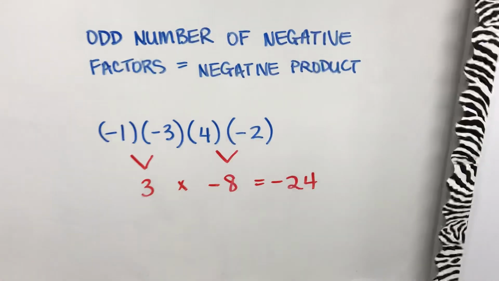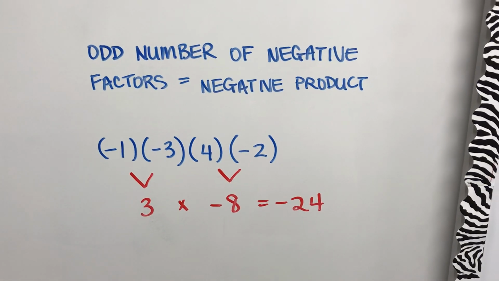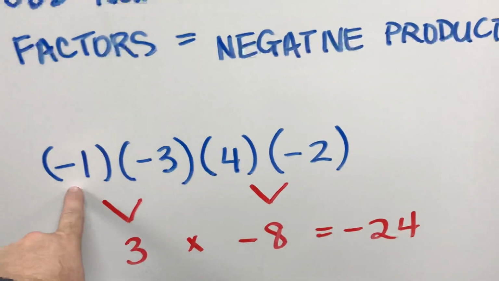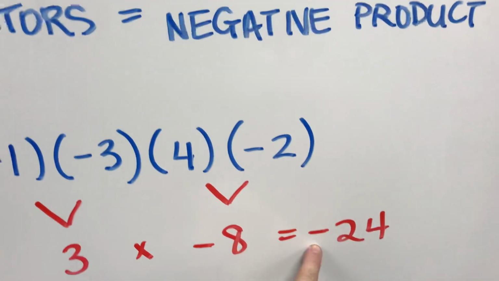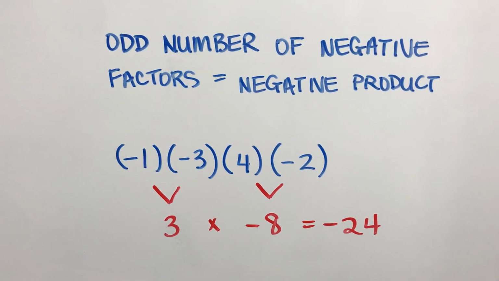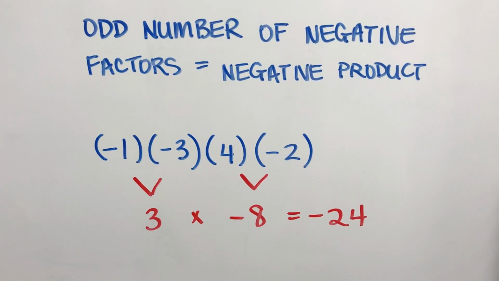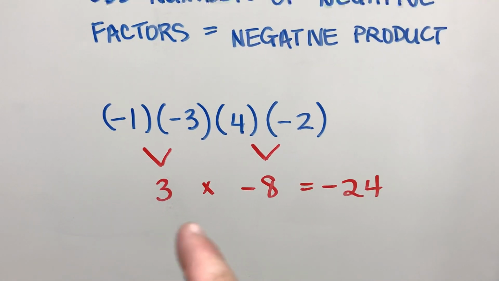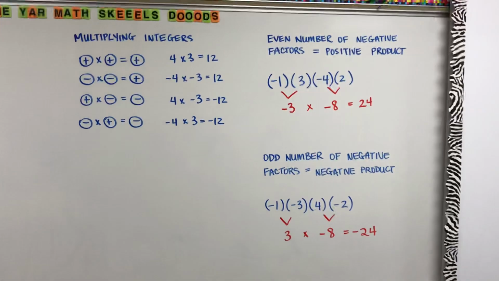Okay. Likewise, an odd number of negative factors gives you a negative product. So 1, 2, 3 negative factors. So I know I'm going to have a negative answer, but I just take it piece by piece. -1 times -3 is positive 3. Positive 4 times -2 is -8. And then positive 3 times -8 is -24. So those are the rules of multiplying integers.